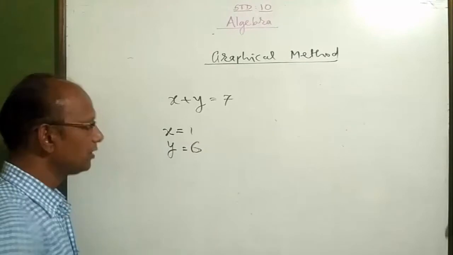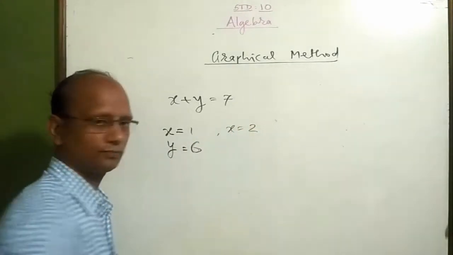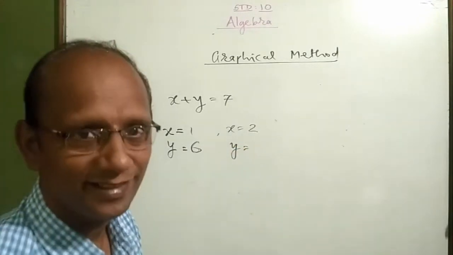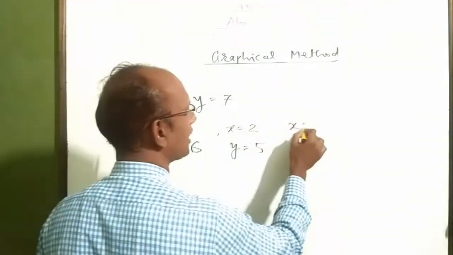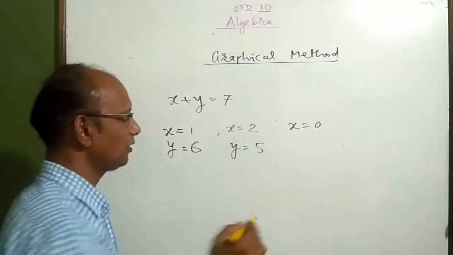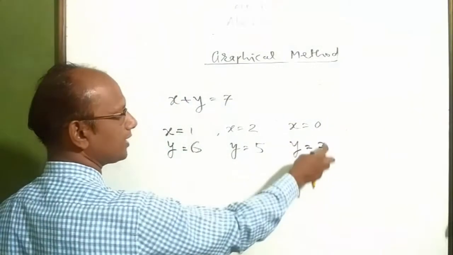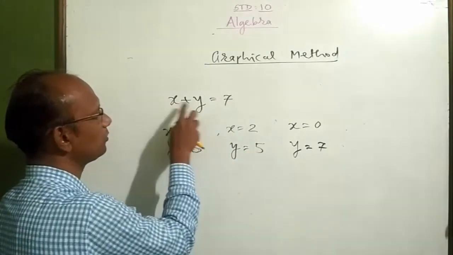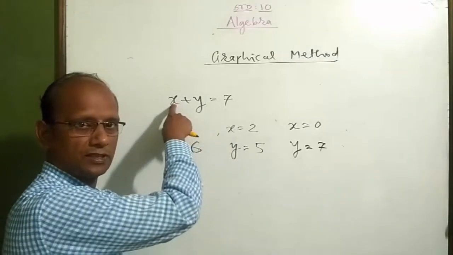Okay, so now let us see another example. If we take the value of x as 2, then what can be the value of y? Yes, that is 5. Now if we take the value of x as 0, can you tell me the value of y? No doubt, y is equal to 7. So if we put 0 and 7 here, 0 plus 7 is equal to 7. 2 plus 5, that is 7. So this combination satisfies this equation.